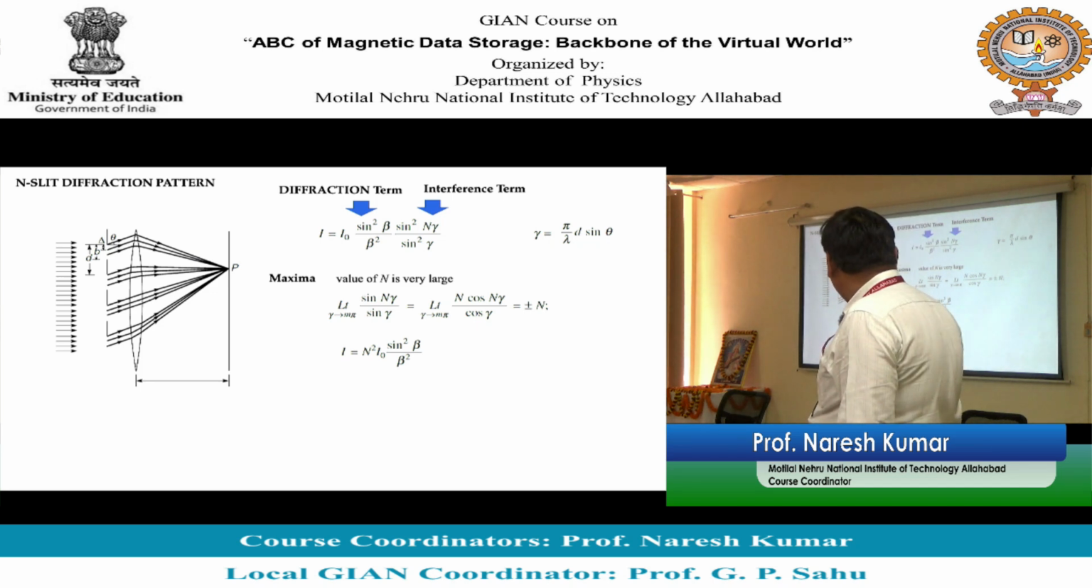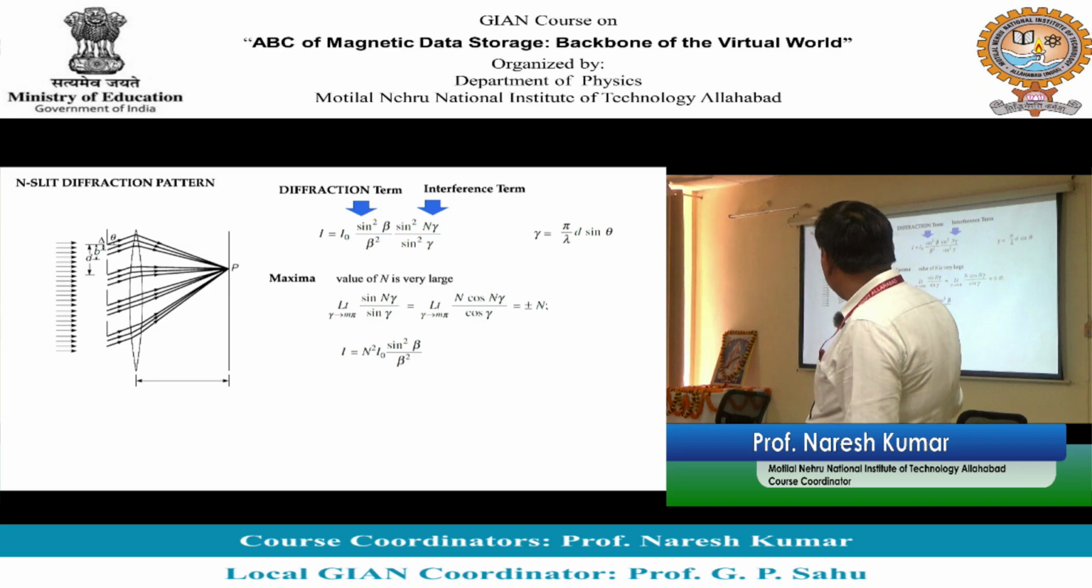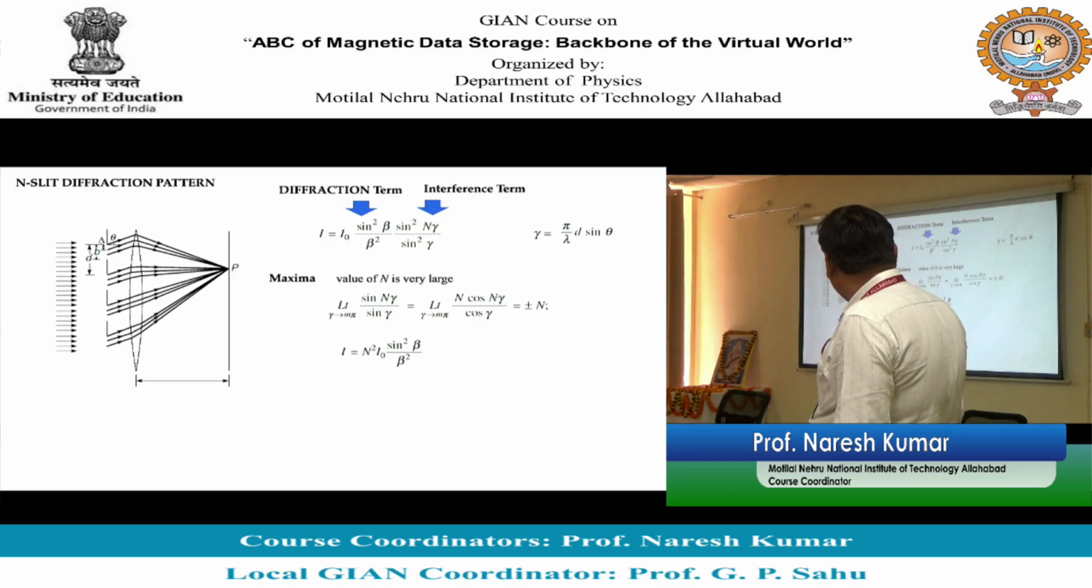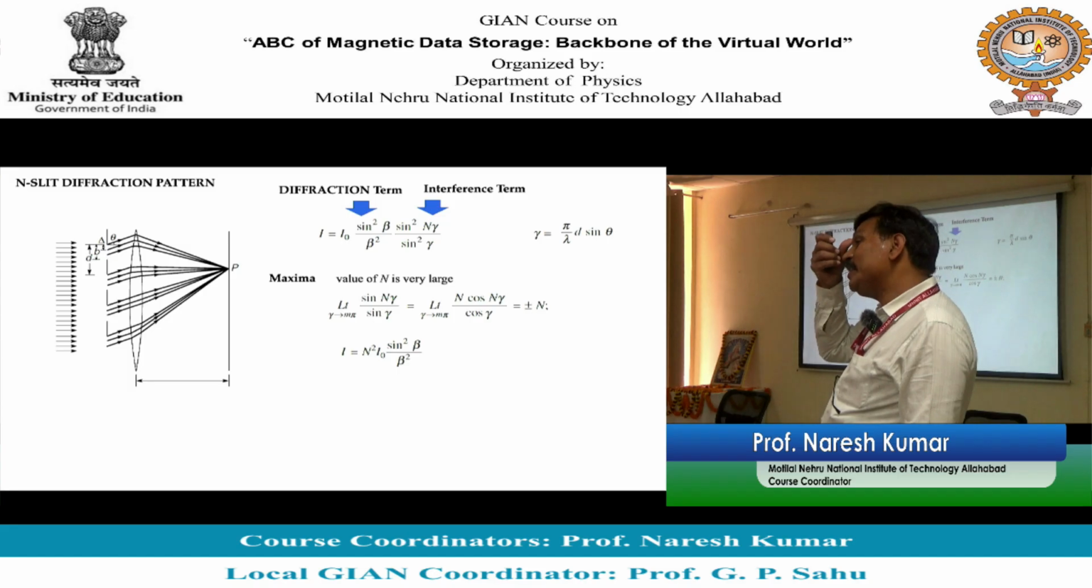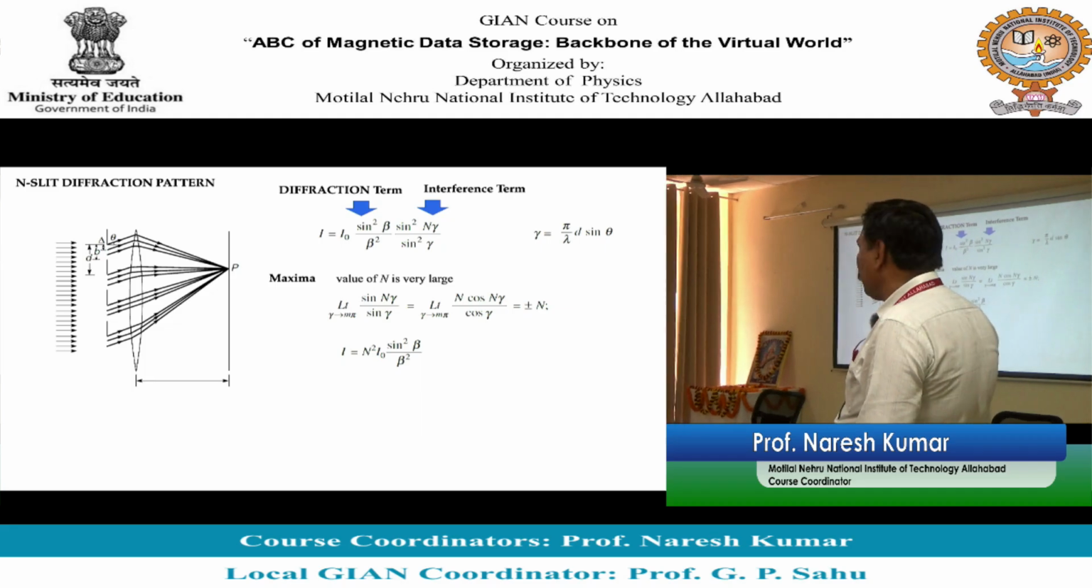So basically this intensity, when gamma is equal to m pi, is huge. When is this happening? When all these waves are interfering constructively. So for these values of gamma, when gamma is equal to m pi, the intensity becomes very high. This condition we call the condition of principal maxima.